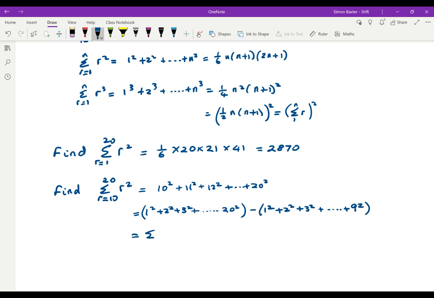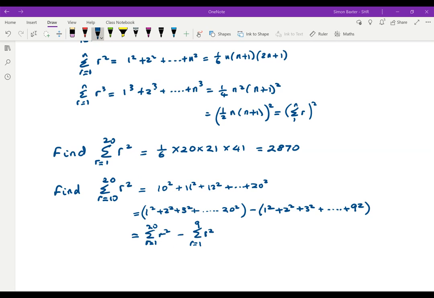So this is sigma r squared from 1 to 20 minus sigma r squared from r equals 1 to 9. Let's make that look nicer. Notice that our formulae all start from r equals 1. So we have to go back to r equals 1 to be able to use them.